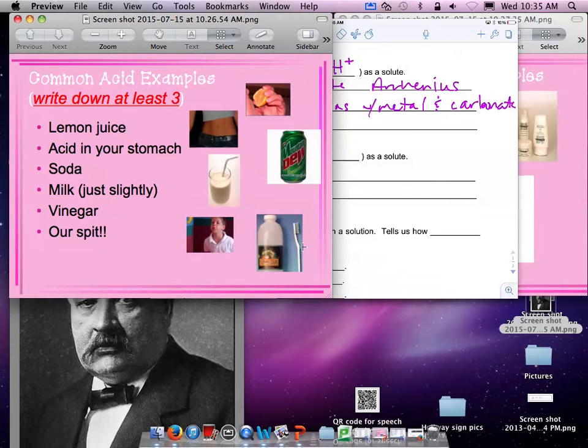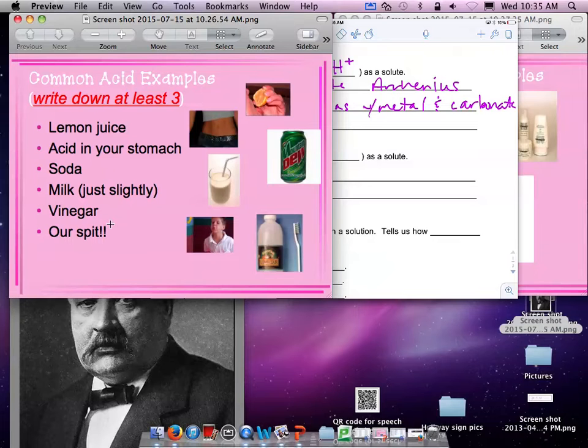Vinegar is a common acid. This is why pickles taste sour. Pickles are cucumbers soaked in vinegar and salt and water, and so that sour taste comes from the vinegar. And a lot of times just our spit can be acidic because there's possibly some of the chemicals from our stomach that are getting into our spit and into our saliva, and so that can also be an option.